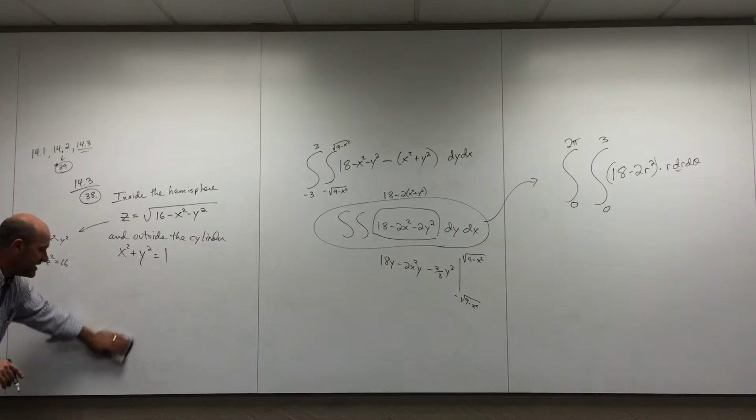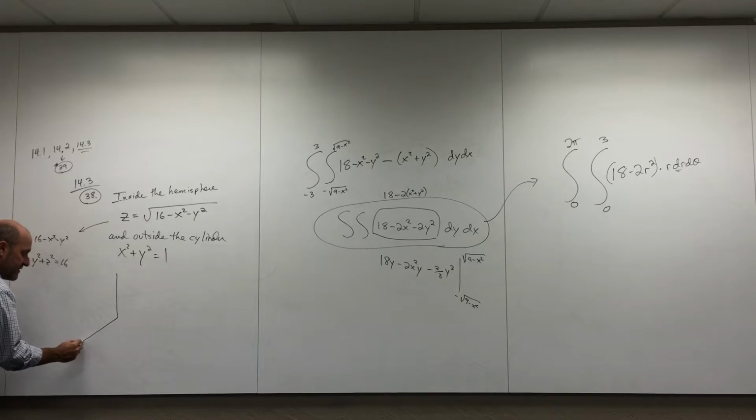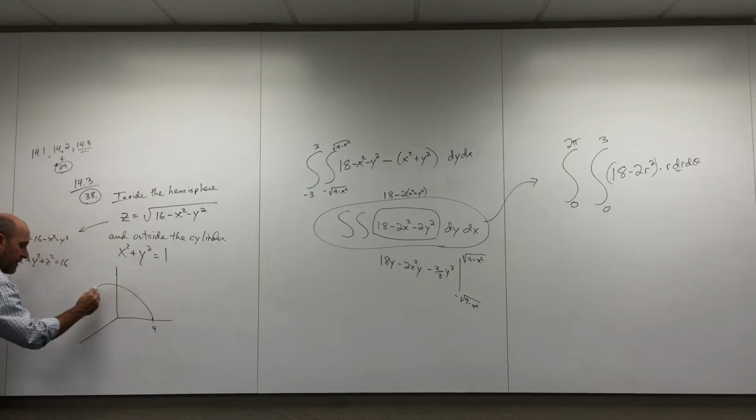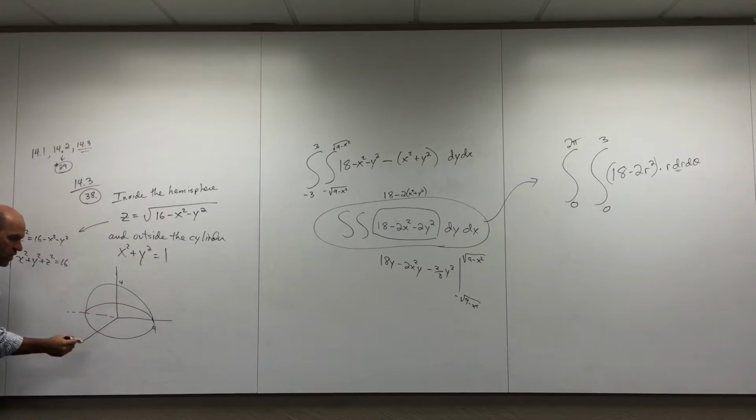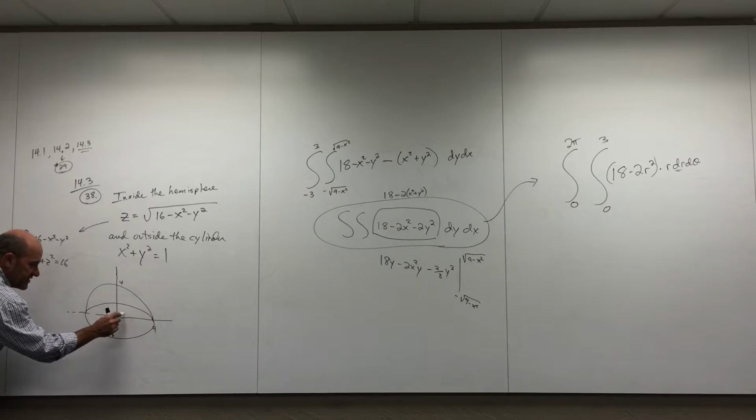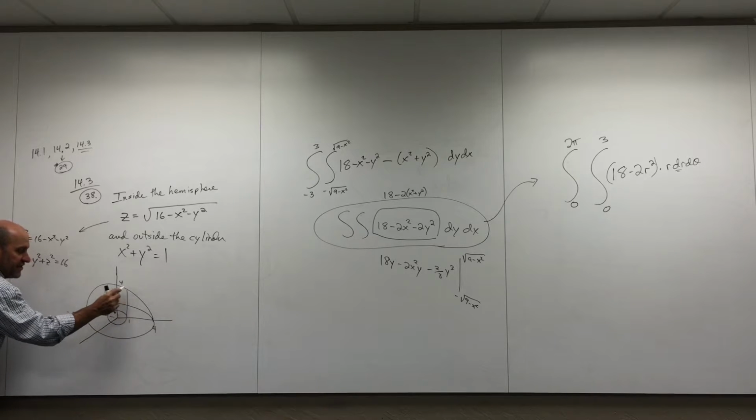So let me draw a 3D picture of this if I can. We're saying there's a hemisphere of radius 4. That's not bad, is it? And then inside there, there's a cylinder of radius 1. If I color coordinate this, it might look better. So there's a cylinder of radius 1 that goes infinite. This cylinder has a nice spherical top, I guess.